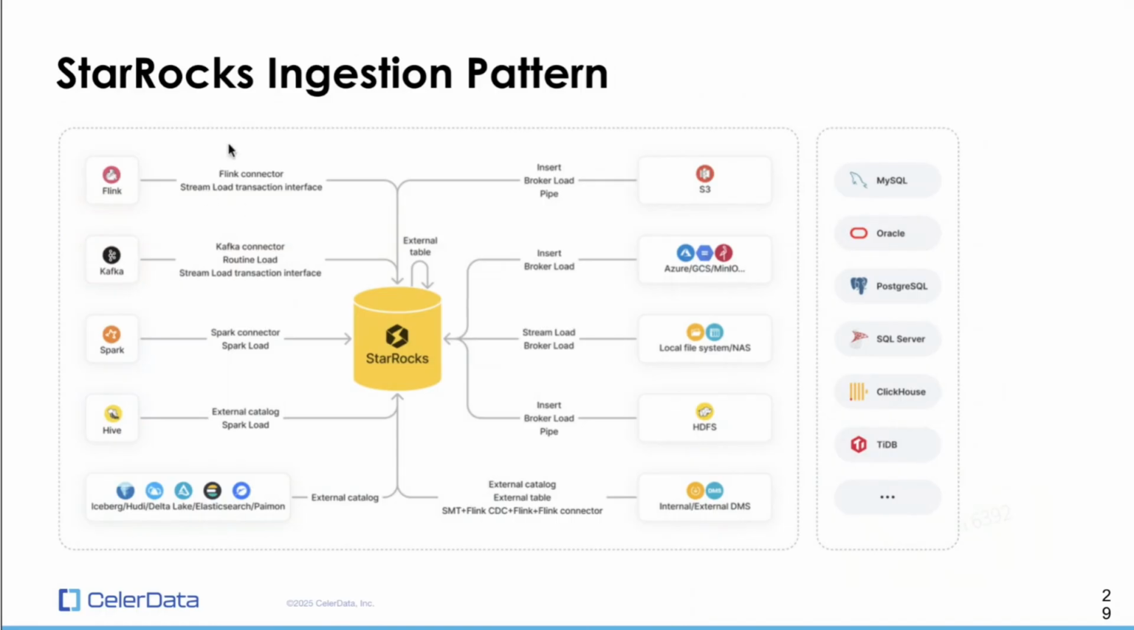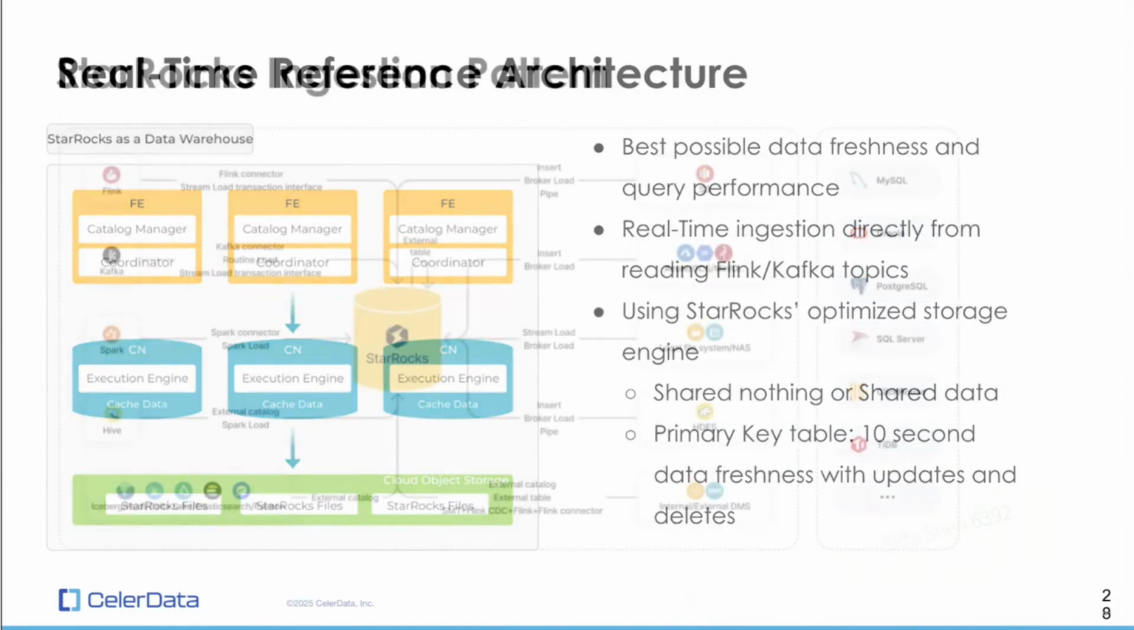So this is the StarRocks internal table, internal storage ingestion pattern. You see here, we have a Flink connector, you have a Kafka connector, and you can use Flink to read the CDC of your operational database, if that's what you need, and directly sync your operational database data to StarRocks. And also, you can ingest more in batch from your external catalogs, from your external data lakes, and actually have some of the data be real-time ingested into StarRocks, and have your historical data in, let's say, Apache Iceberg, and join the two together. And this is really cool. So this is the real-time reference architecture.